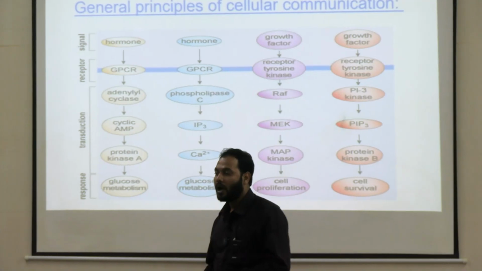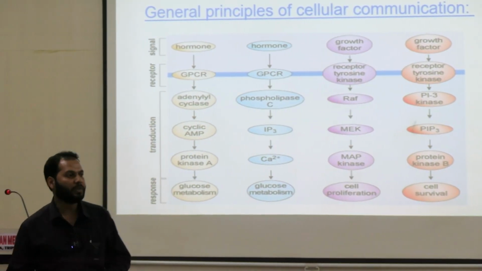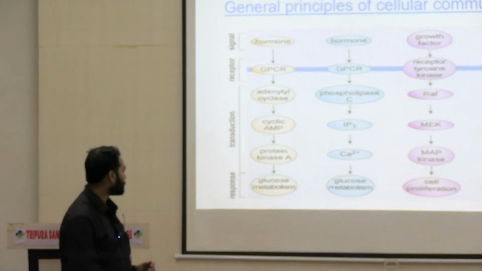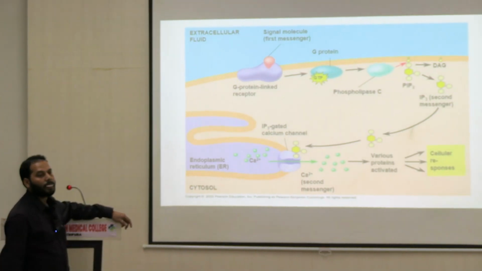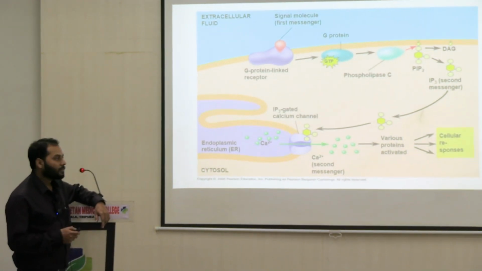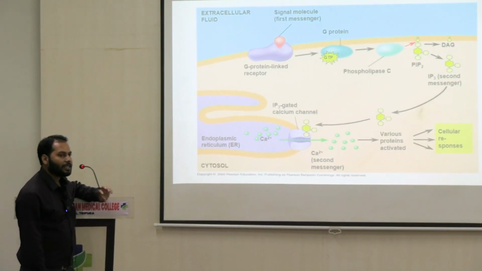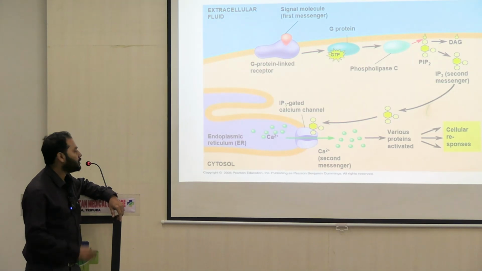So now the question is how it is regulated. Yes, this is the regulatory mechanism, the IP3 calcium ion signaling cascade. So how? See, here again, this is the first messenger. It is a specific type of signaling molecule and it binds with this GPCR.